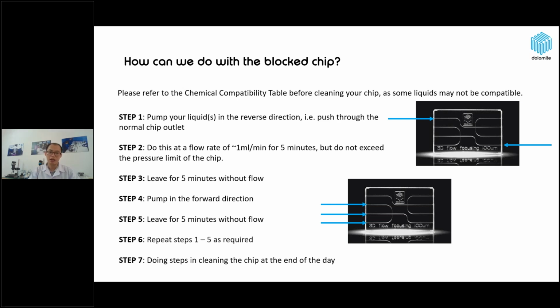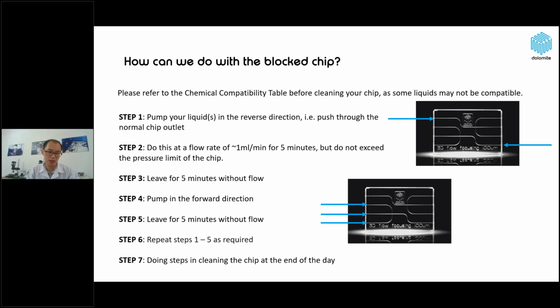Step 4 is pumping in the forward direction. After 5 minutes leaving without flow, you connect your chip in the forward way. So you connect the input of the solvent with the input of the chip and pump like in the cleaning step. And step 5 is to leave it for 5 minutes without flow, the same as step 3, to dissolve the contaminant using solvent.